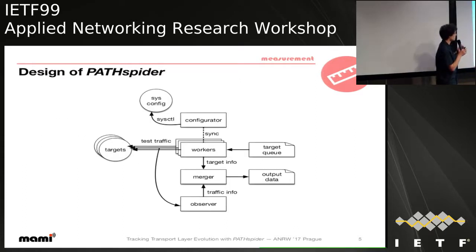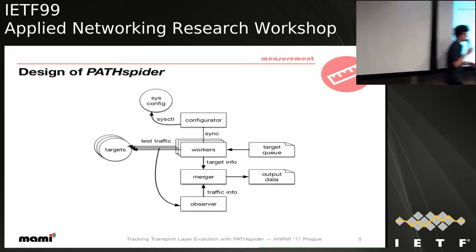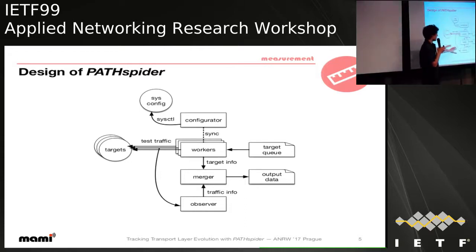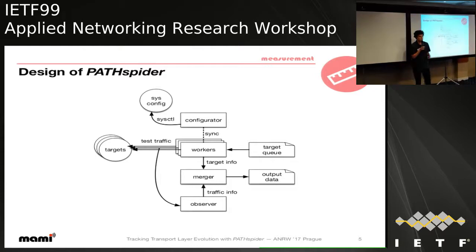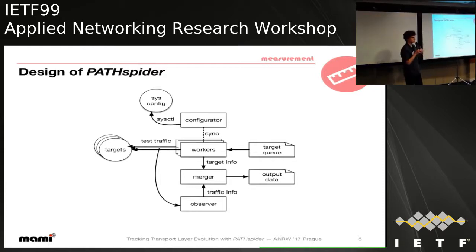So PATHspider internally looks like this. You have a bunch of worker threads, typically about 50 or 200 or something, that all get their measurement targets from a large queue. They then synchronize with a configurator that ensures that your system is in the right state for the measurement you want to take. For example, if you want to take an ECN measurement, for the baseline measurements, the kernel should have ECN switched off. If you want to do your experimental measurement, it should have it switched on. This is system-wide, so everything needs to be synced up.